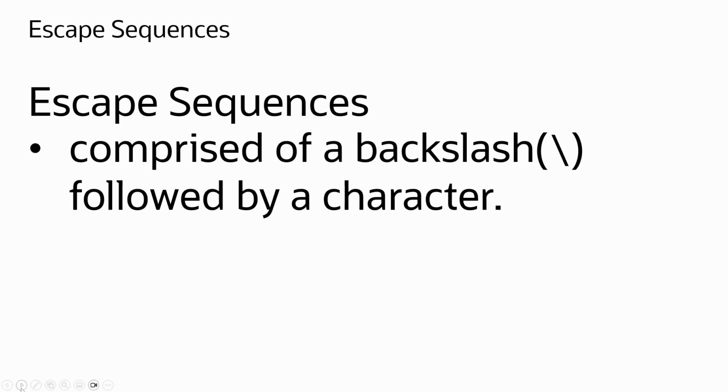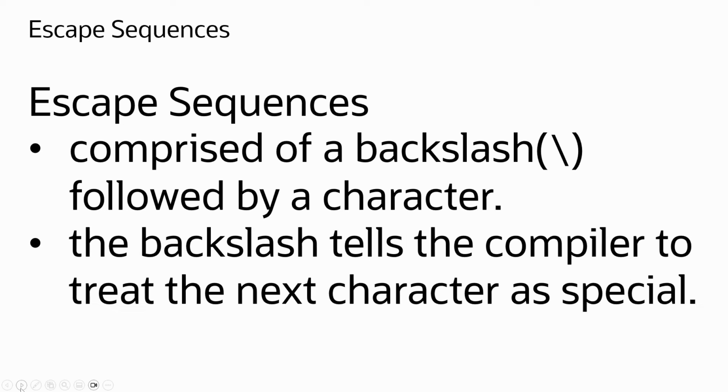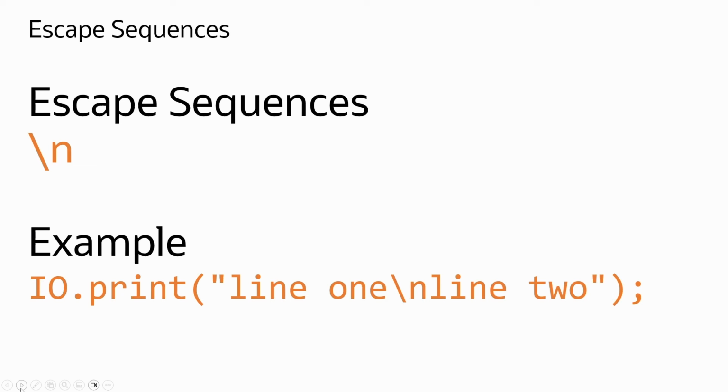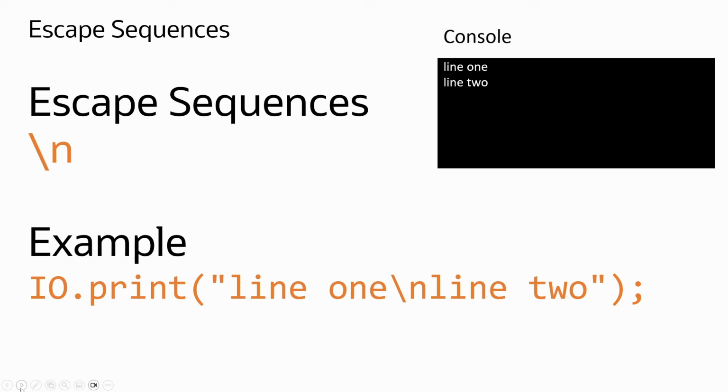Escape sequences are comprised of a backslash followed by a character. The backslash tells the compiler to treat the next character as special. Here are some examples. \n creates a new line character and moves the cursor to the next line. For example, io.print("line 1 \n line 2") is going to print line 1 on the first line of the console and line 2 on the second.